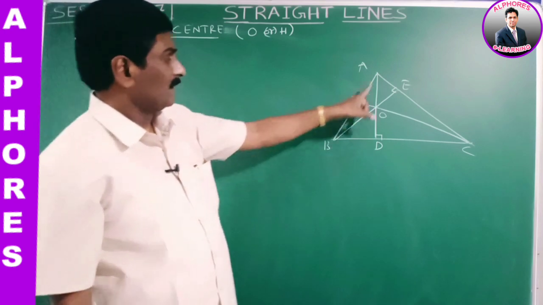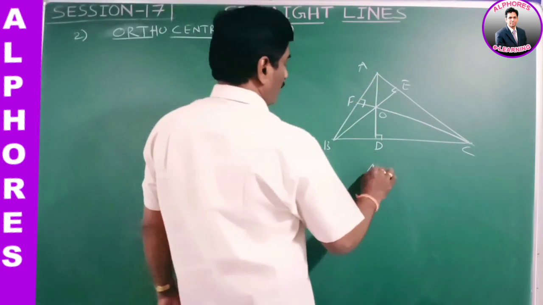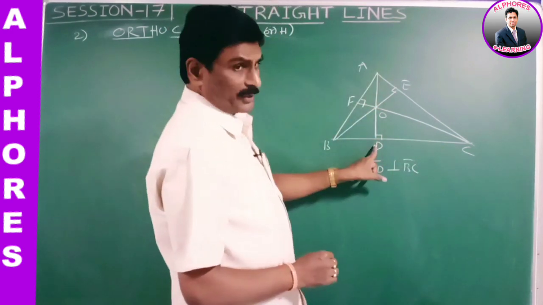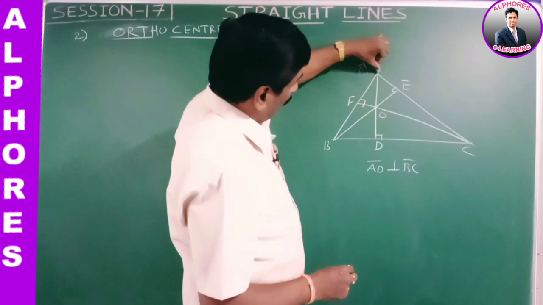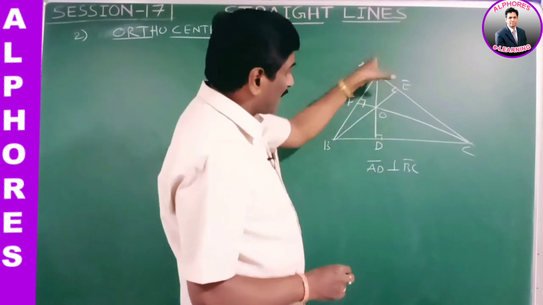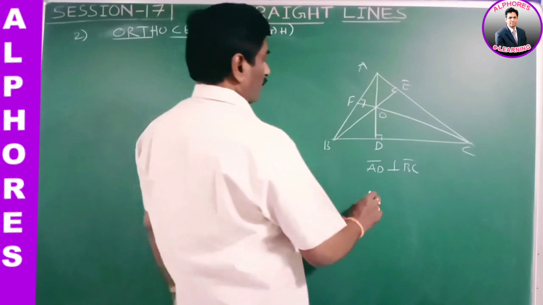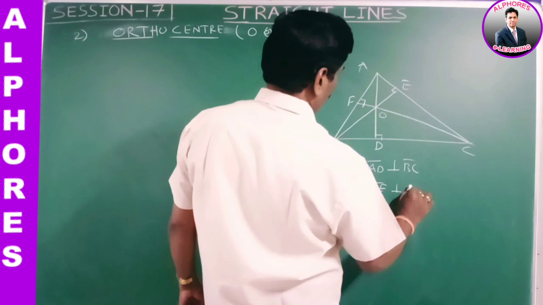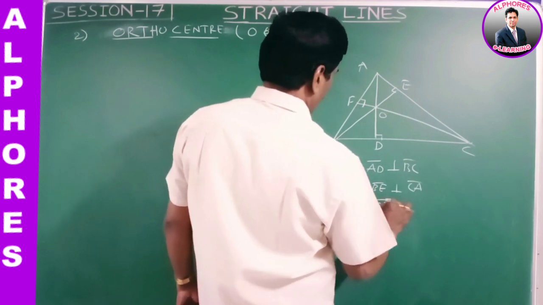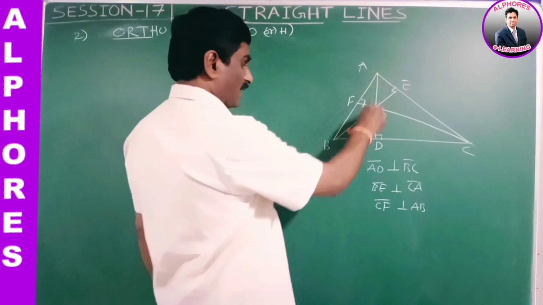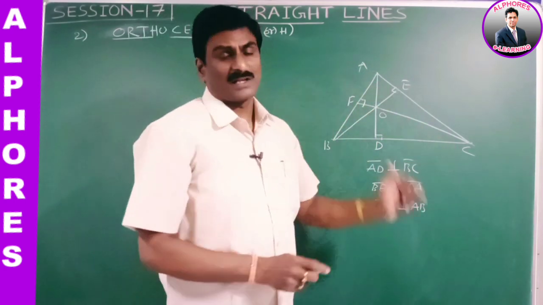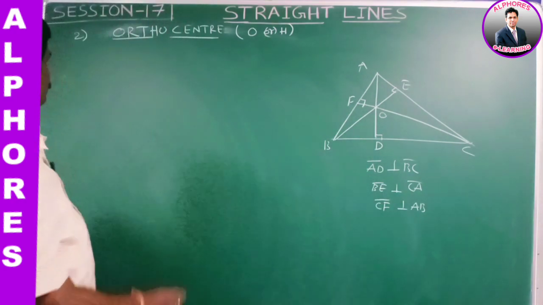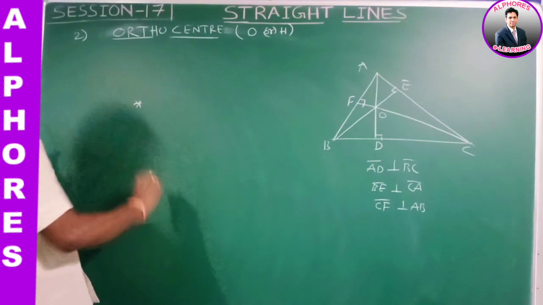Please note the diagram ABC. AD is one of the altitudes. AD is perpendicular to BC. Altitude means the line drawn from the vertex to the opposite side such that it is perpendicular. Next, BE is perpendicular to CA, CF is perpendicular to AB. Here, AD is the altitude, BE is the altitude, CF is the altitude. This point of concurrency is said to be the orthocenter.